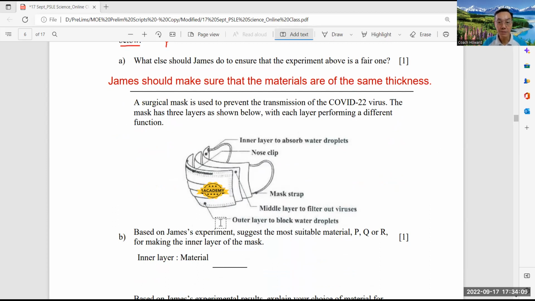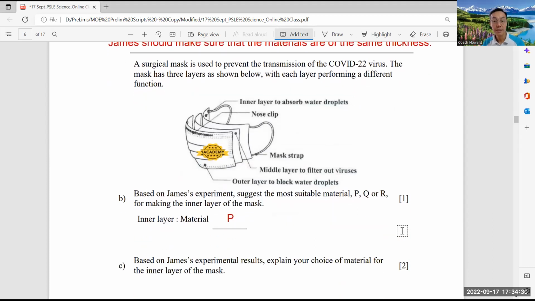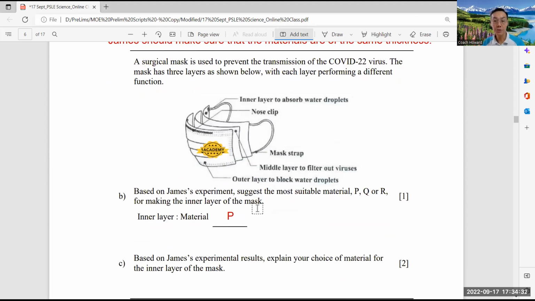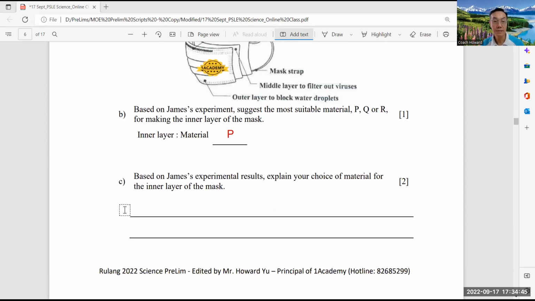So based on James' experiment, suggest the most suitable material, P, Q, or R, for making the inner layer. So inner layer, because we emit water vapor and so-called saliva, right? We must make sure that the innermost layer can absorb water best. So it should be material P. Okay, so based on the experiment, explain your choice. So why P? Because you say material P could absorb the most water compared to other materials, making it the most suitable material to absorb water droplets in the mask.